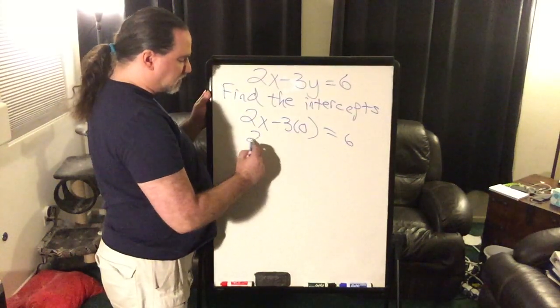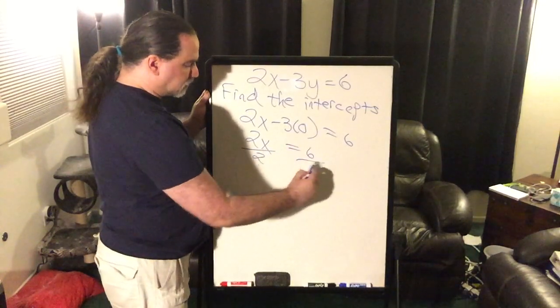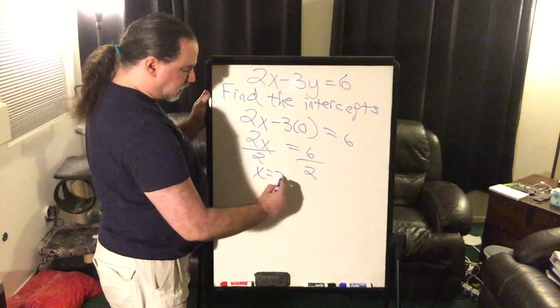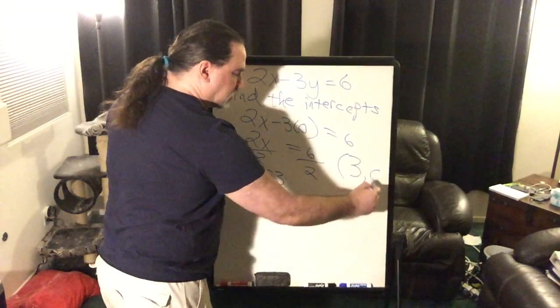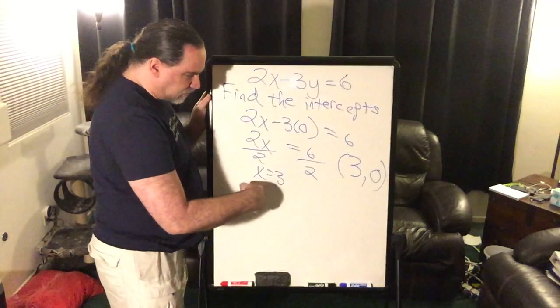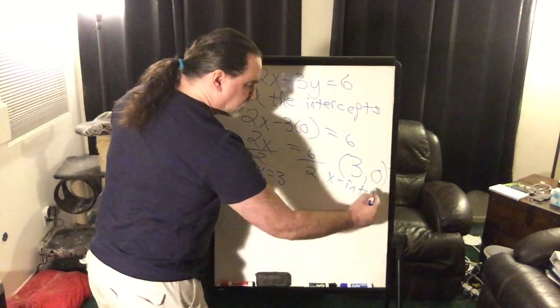Well, 3 times 0 is simply 0. So 2x equaling 6, I'm going to divide by 2, and x equals 3. What does that mean? That means (3, 0), because the y was 0, the x is 3. There is the x-intercept.